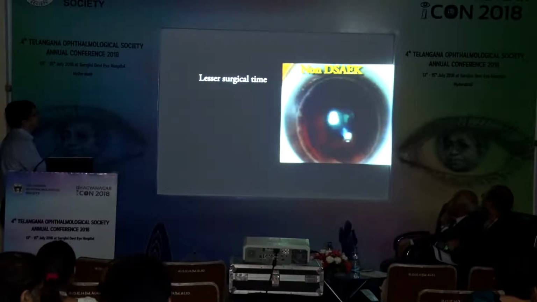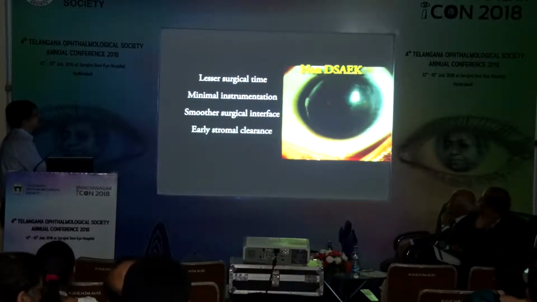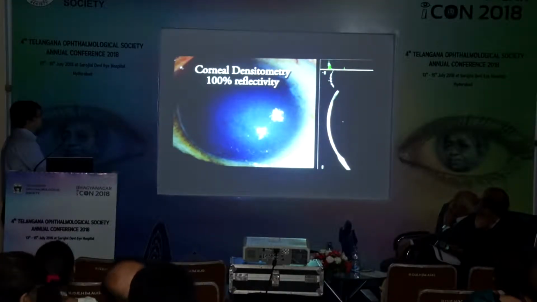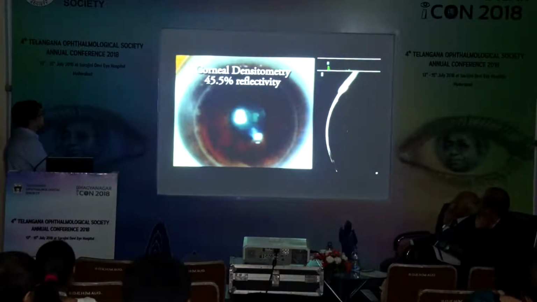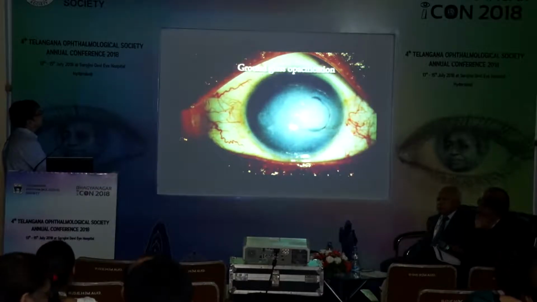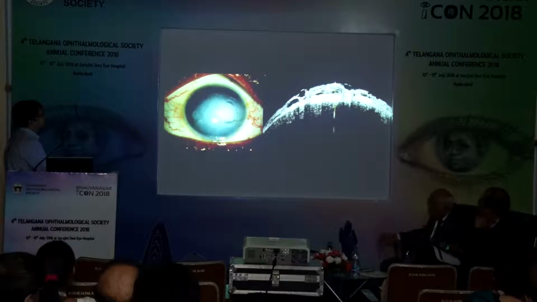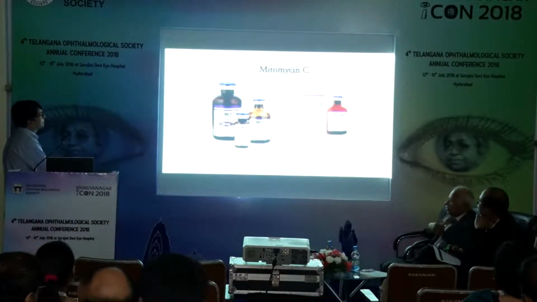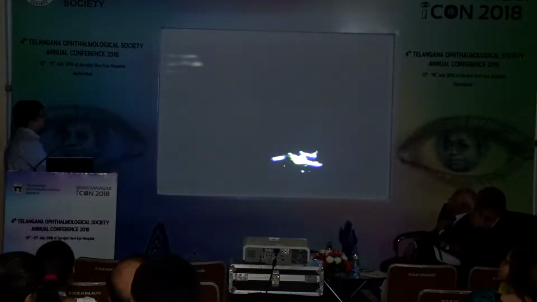The lesser surgical time, minimal instrumentation, a smoother surgical interface and early stromal clearing together favored this technique over conventional DSEK. Our long-term results and objective assessment using corneal densitometry revealed superior outcomes. In a subset of our patients with severe ground glass corneal opacification due to late presentation, DSEK was attempted in conjunction with superficial keratectomy and mitomycin C application, which resulted in significant resolution of corneal haze.